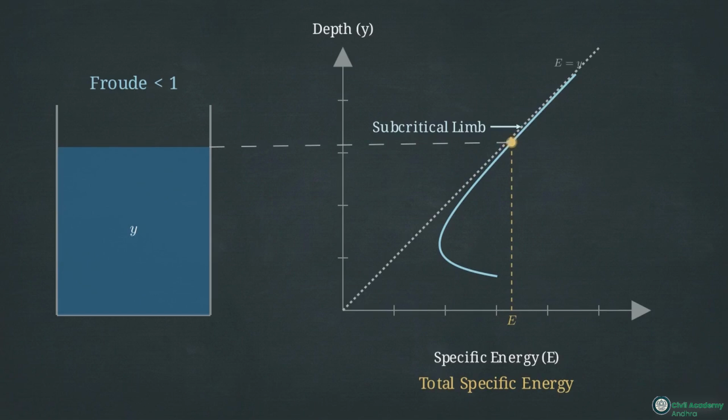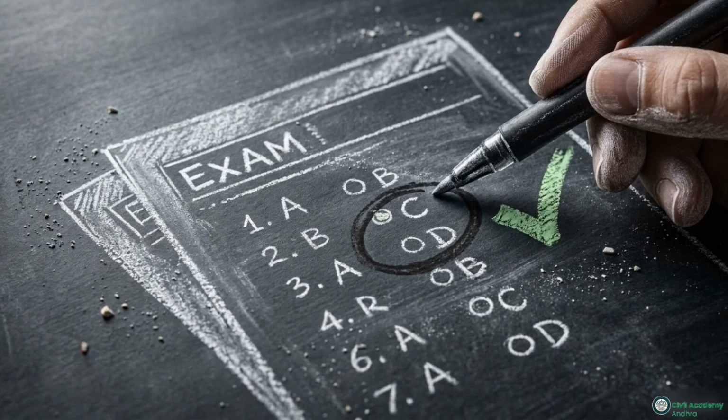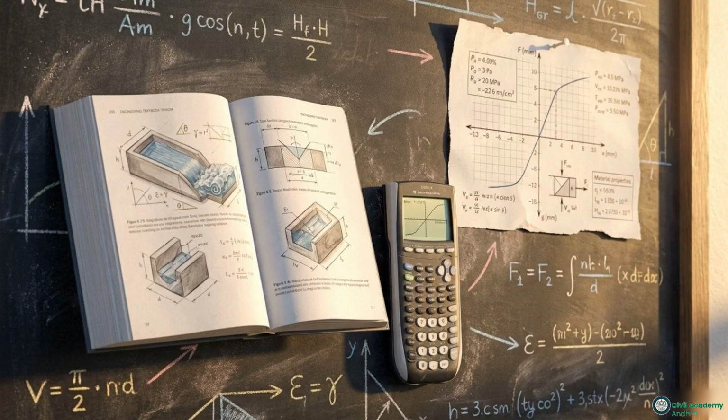This 4-quadrant cheat sheet summarizes everything we've covered: Chezy and Manning formulas, economical section rules, critical flow equations, and the mechanics of a hydraulic jump. Understanding how these formulas relate allows you to navigate the most complex multi-step problems on the AEE exam with precision. Keep practicing, and you'll see exactly how predictable these problems become.